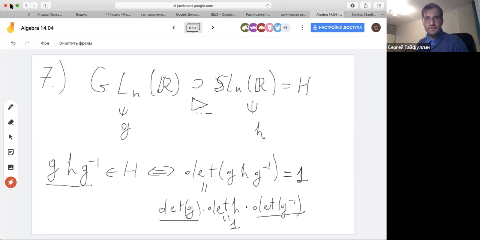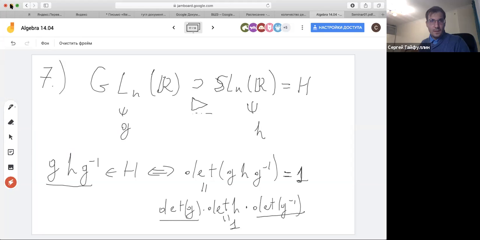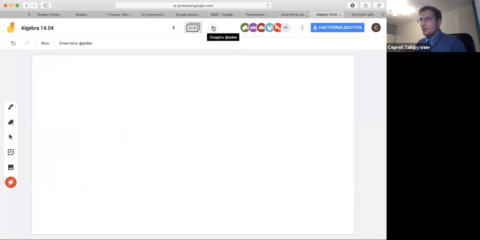Is it clear? Yes. Okay, and now I want to solve the fourth problem. We need to describe all the subgroups in Zn with addition. Let us show that this is a cyclic group.